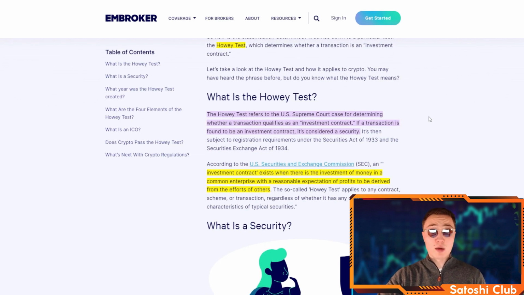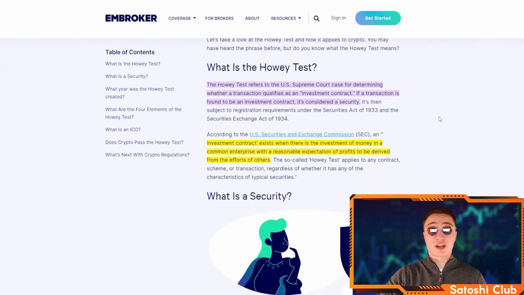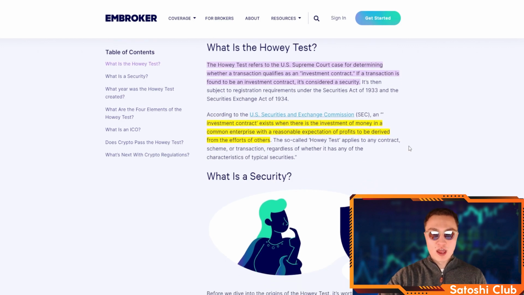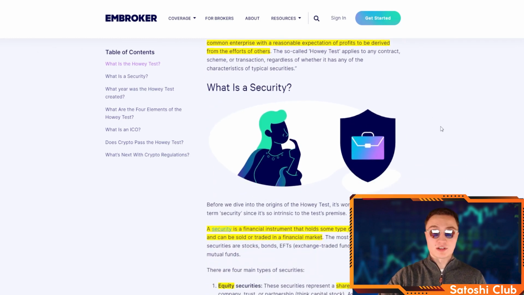Now, the Howey Test itself refers to the US Supreme Court case for determining whether a transaction qualifies as an investment contract or not. If a transaction is found to be an investment contract, it is considered a security. It's then subject to registration requirements under the Securities Act of 1933 and the Securities Exchange Act in 1934. Now, according to the SEC, which we all know what it is, an investment contract exists when there is the investment of money in a common enterprise with a reasonable expectation of profits to be derived from the efforts of others. And what does this mean?